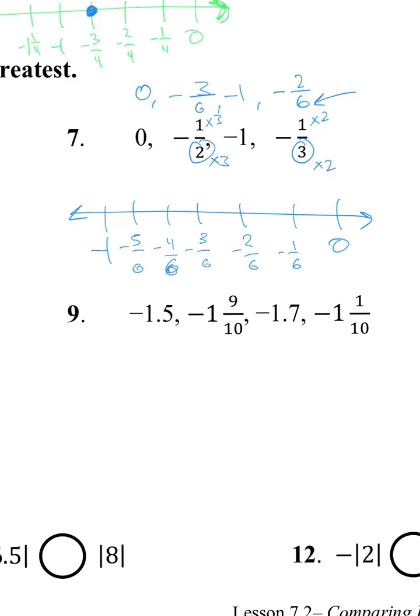Let me rewrite that one just a touch. That one and that one. Sloppy sixes. Okay, and then negative 1 is the same thing as negative 6/6. Okay, so let's go and plot our points, shall we? In a different color, of course. So 0 is right there. Negative 3/6 is right here. Negative 1 is all the way to the left. And then negative 2/6 is right here.